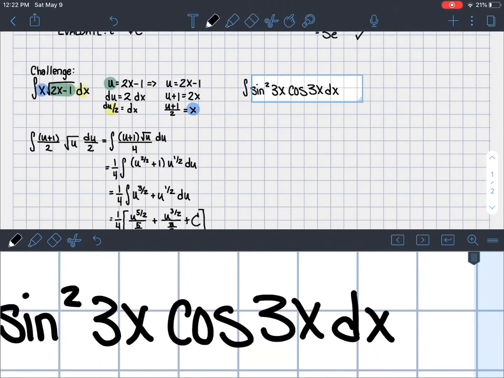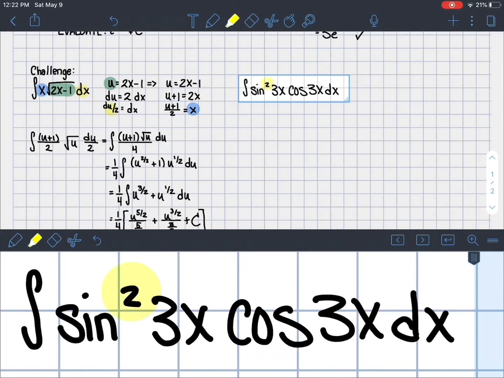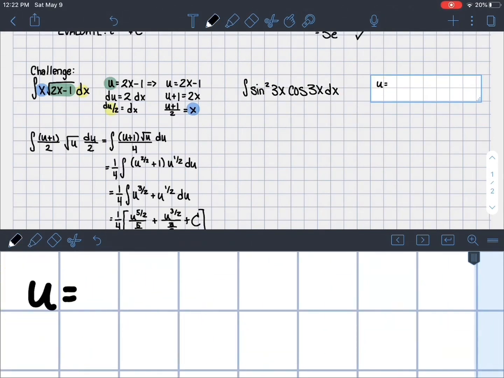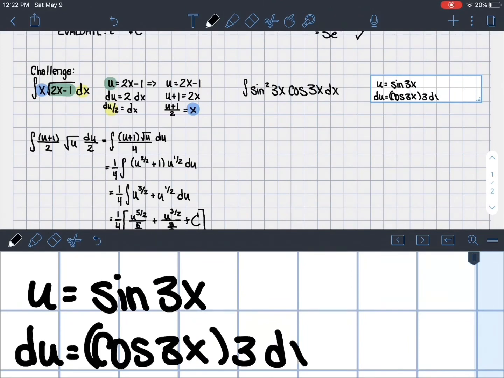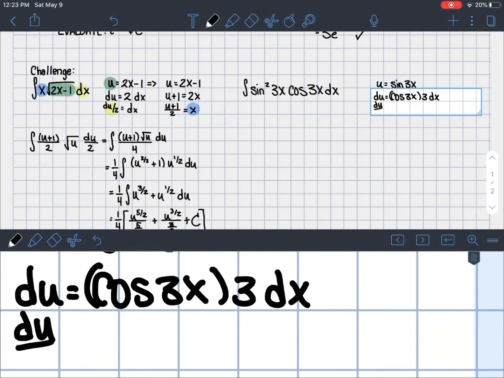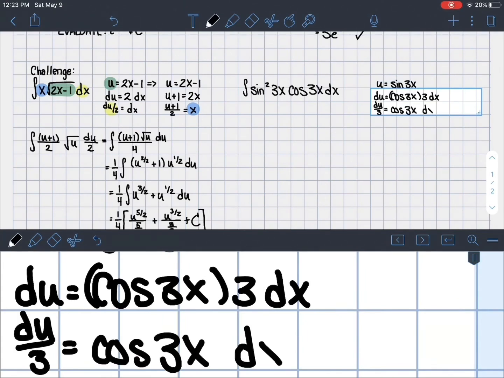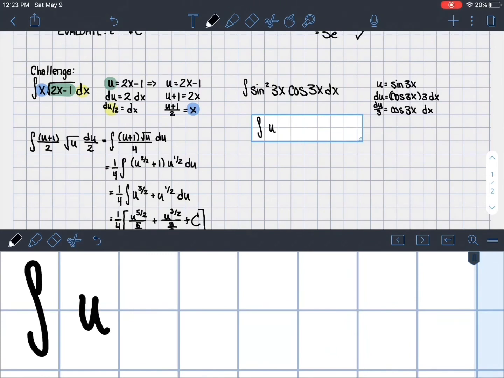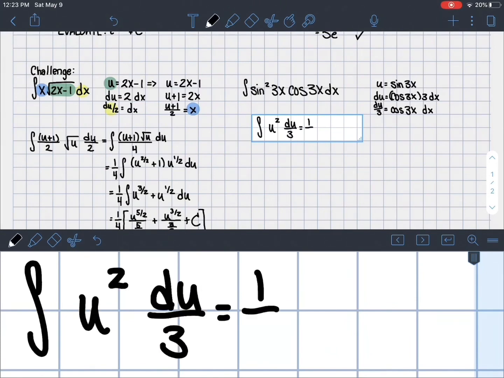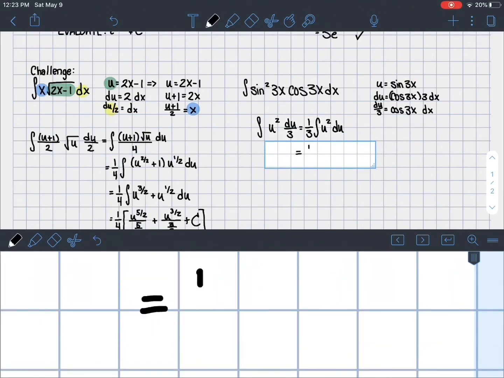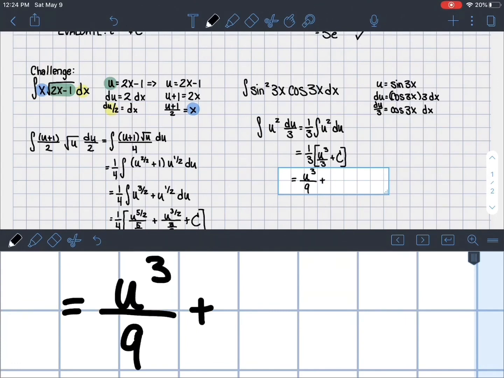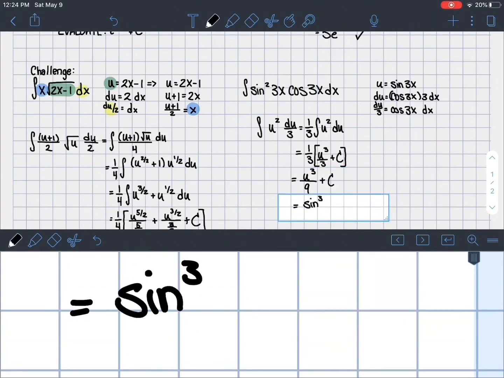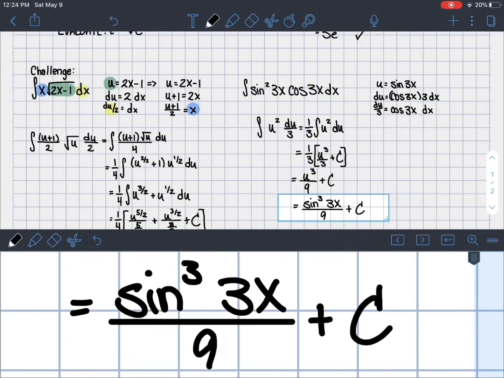In our final challenge problem, we want to note that it's sine that is squared. So sine is going to be our u. Cosine is going to be, don't forget, using a chain rule here. And so we'll have to divide both sides by 3 to actually solve for the piece that is represented in the integral. Then we'll replace them, pull the constant out front, and then integrating u will be a breeze. Don't forget plus c. Now we're going to substitute back, and we're going to get sine cubed of 3x over 9 plus c.